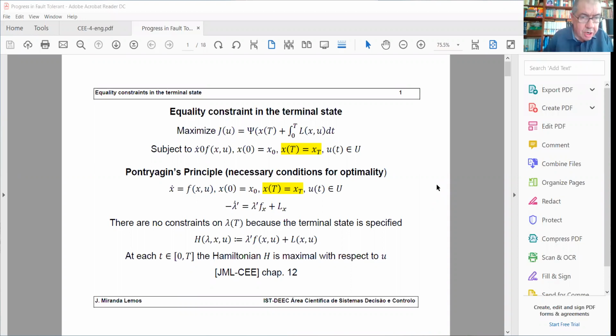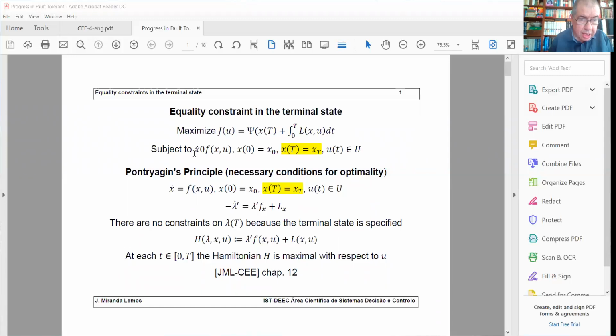Good morning. This lecture is about equality constraint in the terminal state. So we are going to consider problems in which you impose the terminal state. And the conditions are, as you can see in the top of the slide. So you want to maximize your costs subject to, sorry, this is a misprint. This should be an equal sign.